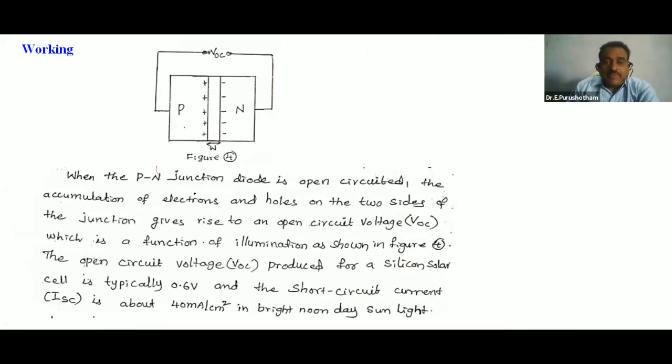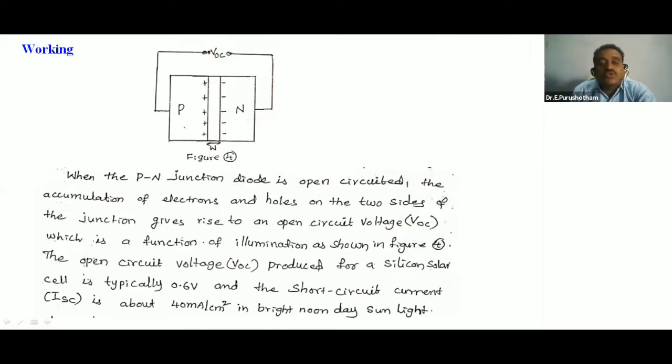When the PN junction diode is open circuited, without connection to the battery's positive and negative terminals, you can see in figure 4. The accumulation of electrons and holes on the two sides of the junction gives rise to an open circuit voltage, VOC, which is a function of illumination, as shown in figure 4.